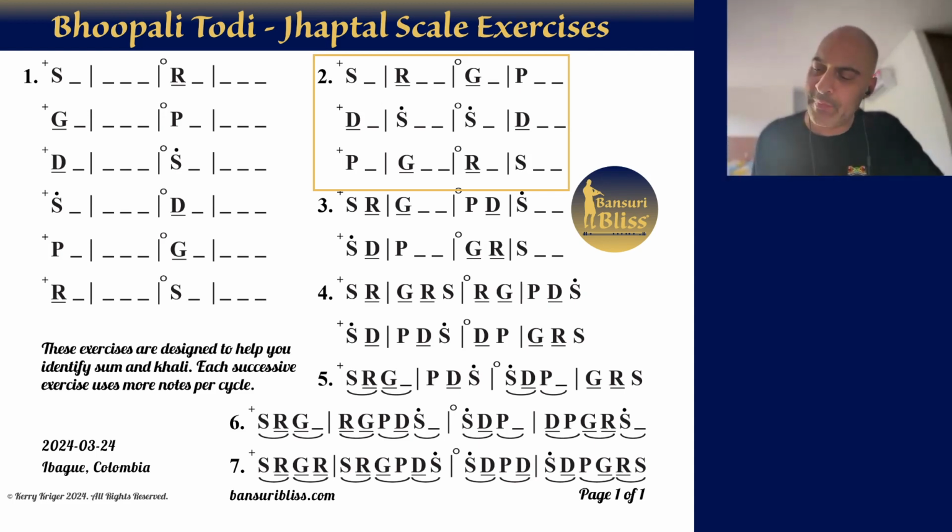On the second time, what did I do? I think I did 2 full cycles. And on the final ascent, I breathed every 5 beats, and it sounded perfectly fine. Sa, re, ga, pa, da, sa. On the descent, I came all the way down without breathing.